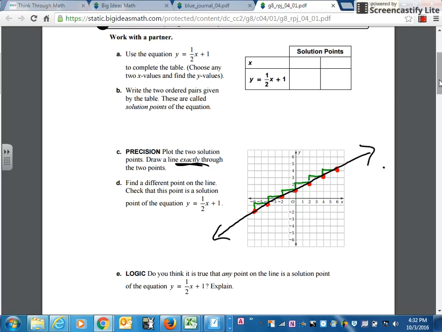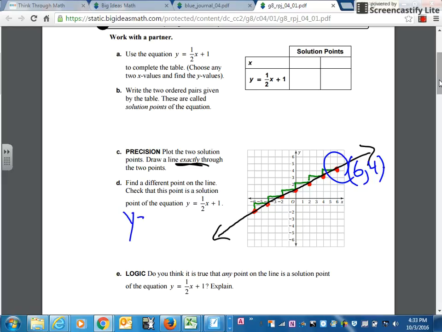Okay? Part D says find a different point on the line. Well, I already made several different points, so we'll find a different one and check to see if that point is a solution. So I'm going to pick, let's try this point right here that I just made. That point is 1, 2, 3, 4, 5, 6. And it is 1, 2, 3, 4. So it's 6, 4. So we're going to see if 6, 4 is a solution to this equation.